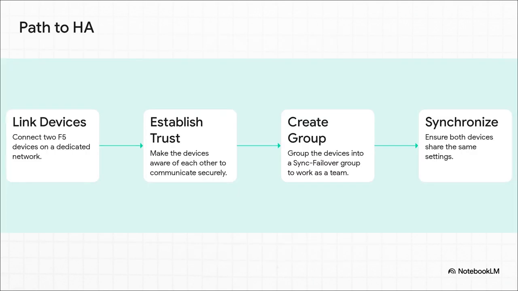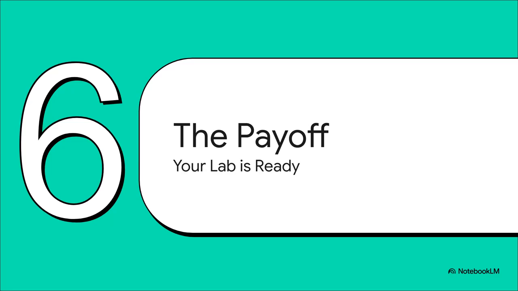Getting this HA pair working together is a really logical process. First, you need two F5s, and you link them up. Then, you have to make them trust each other so they can talk securely. After that, you group them together into a sync failover group, which is what makes them an official team. And finally, the last crucial step, you synchronize their settings. This makes sure the standby device is always a perfect, up-to-the-second clone of the active one. And with that final configuration sync, that's it.